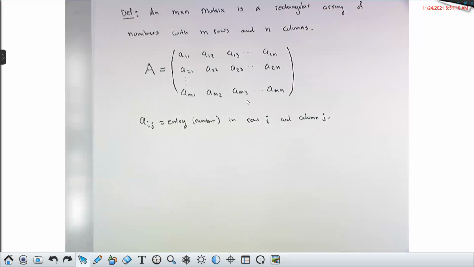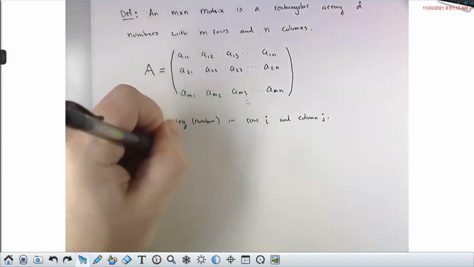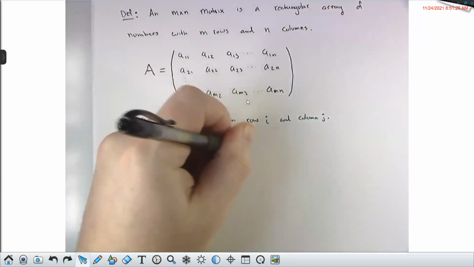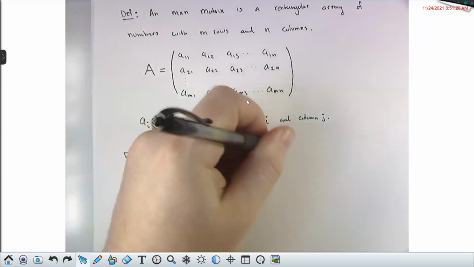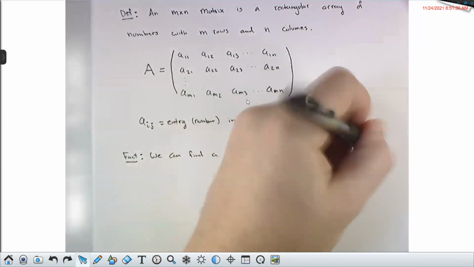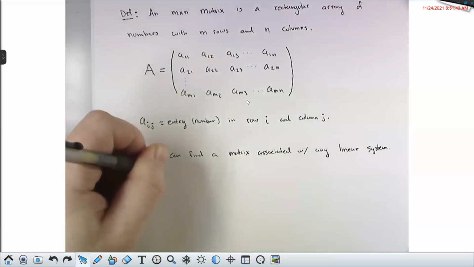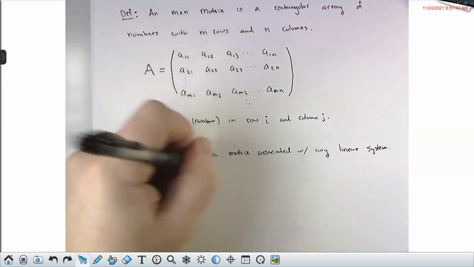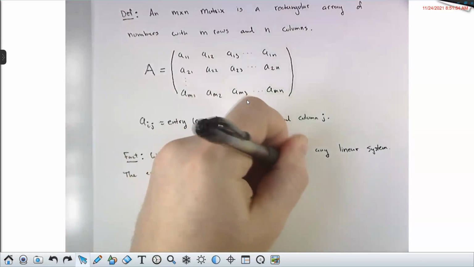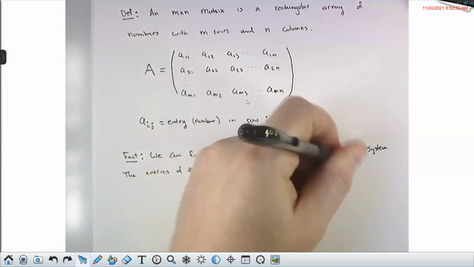It is a fact we can find a matrix associated with any linear system. The entries of that matrix are the coefficients, just the numbers from the system.